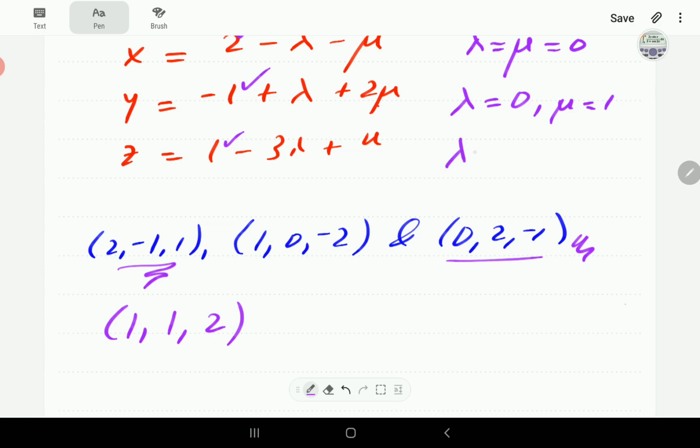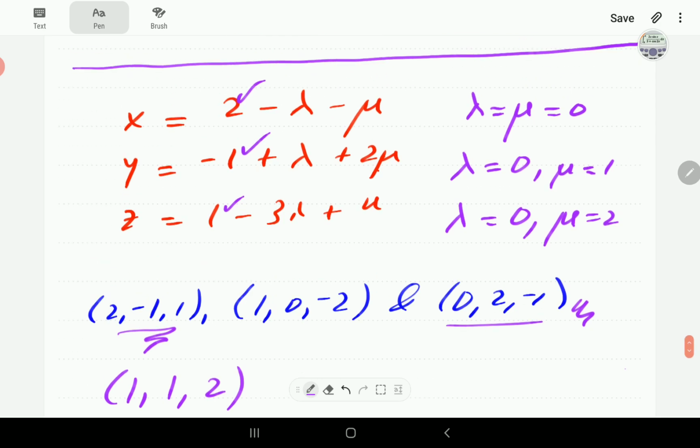We can stay with lambda equal to 0 and go to mu equal to 2. There's an infinite number of points on this plane, so the way we generate them is very arbitrary. So if mu is 1, still lambda is 0. Mu is 2 now, so x is going to be 2 minus 2, which is 0.